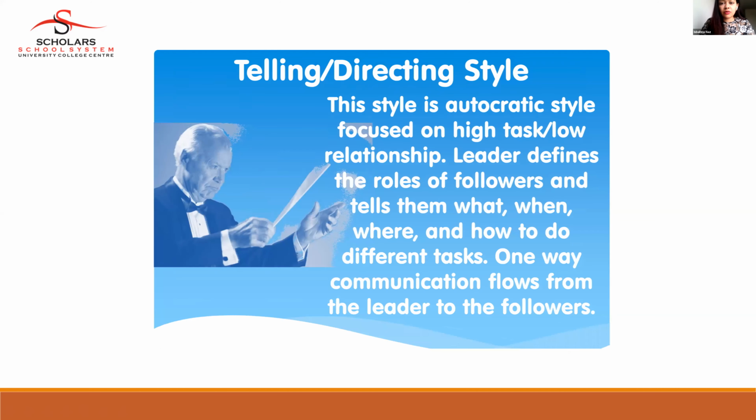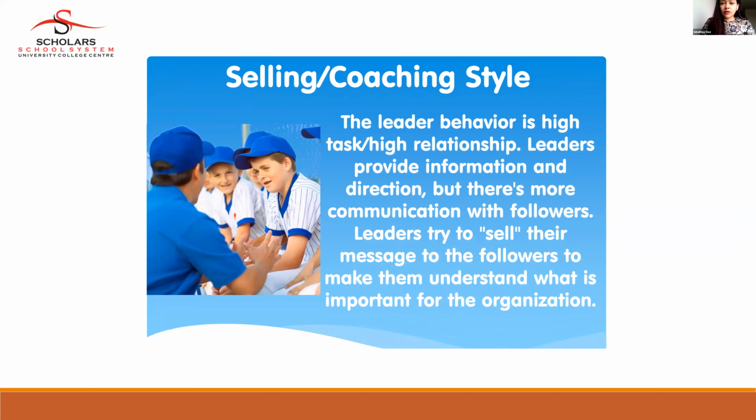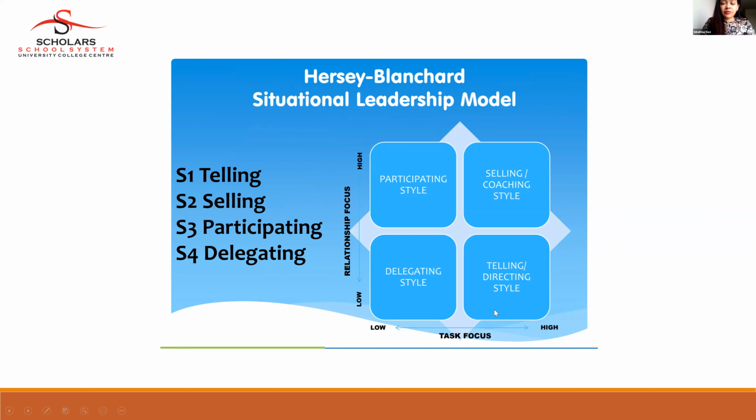The leader defines the roles of followers and tells them what, when, where, and how to do the different tasks. It is a one-way communication flow from the leader to the followers. Like we can see here from this matrix, of course telling and directing style is just a one-way communication. The leader is telling them what to do, okay? Sometimes in situations, maybe this is required to get some quick tasks done. They need to get the task done immediately. So that's why the leaders are focusing less on the relationship aspect with the employees.